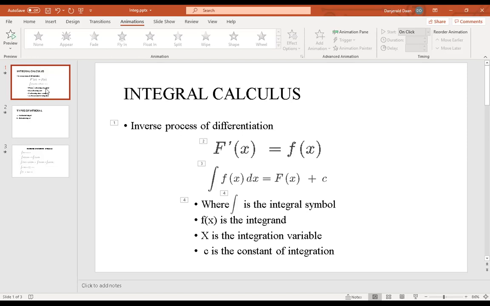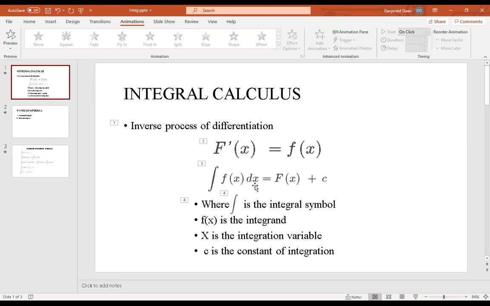Our goal is to find the original function. So it's denoted by this formula: the integral of f of x dx is equal to F of x plus c, where this sign is the integral symbol. F of x, this one is the integrand.